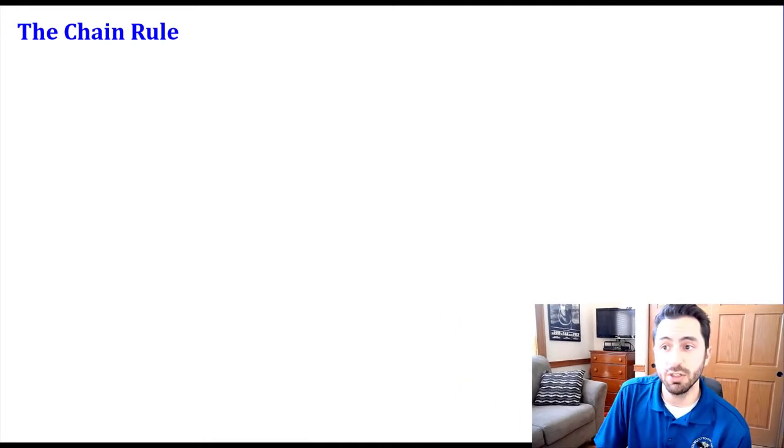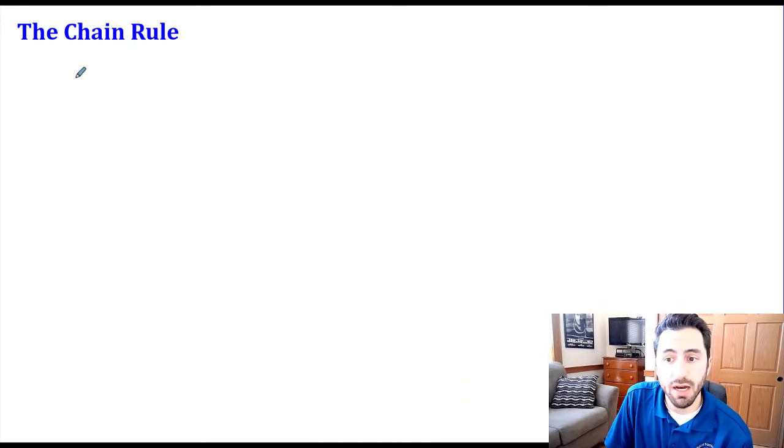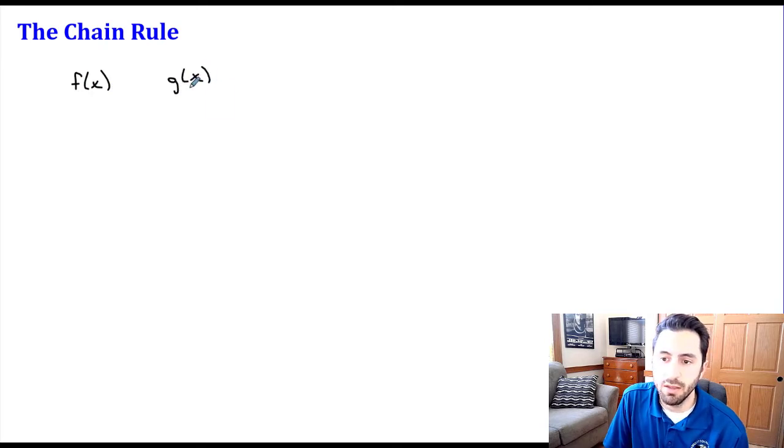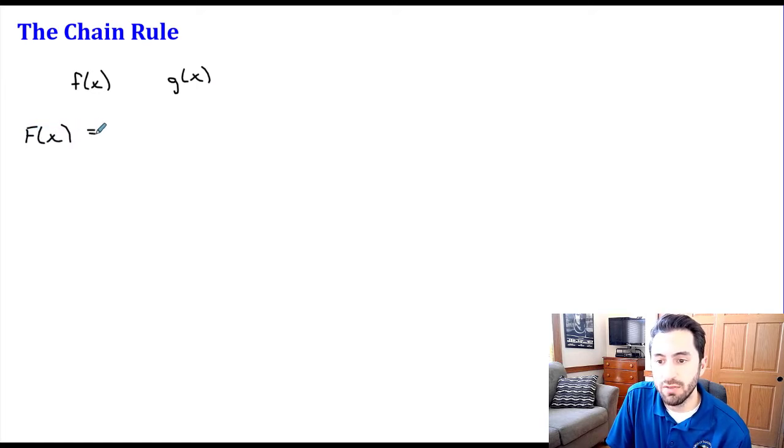So to start off with, let's just review what a composite function is. A composite function is a combination of two or more functions. Let's say I have two functions, we'll say f of x and g of x. Now let's say we're going to set up a composite function, capital F of x. One notation we use for this is f of g of x.